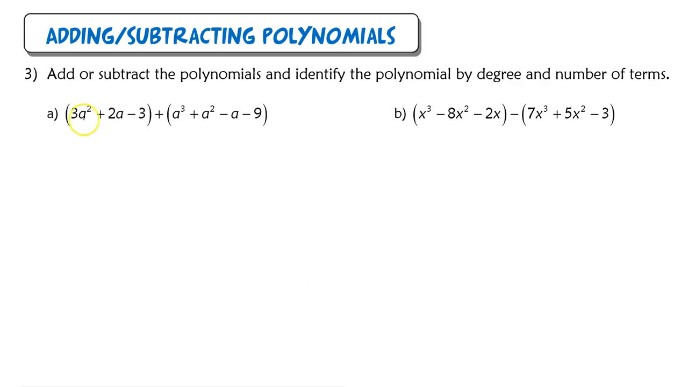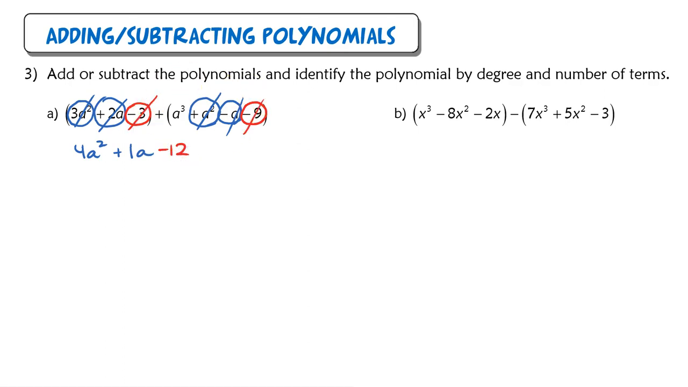We're going to look for like terms. So I start off with this 3a squared, and I look over at the other polynomial, and there's a positive a squared right here. So I type in 3 plus 1, I get 4a squared, and then I move on to the next term. Here I have positive 2a, and in the other polynomial I have a negative a. So 2 minus 1 gives me 1a, so I write plus 1a, and these are done. I move on now to negative 3, and in the other polynomial I have a negative 9. So negative 3 minus 9 in my calculator gives me negative 12, so that's minus 12.